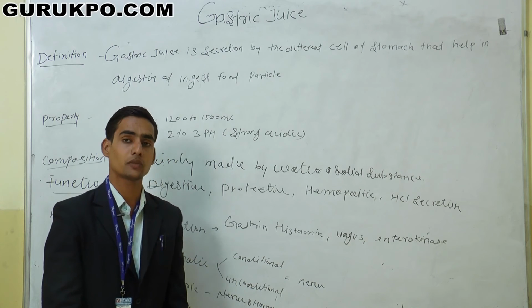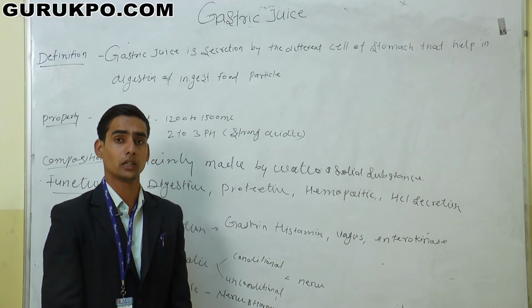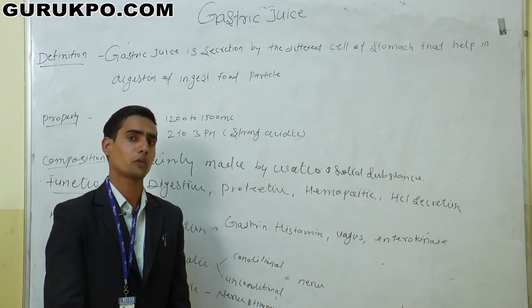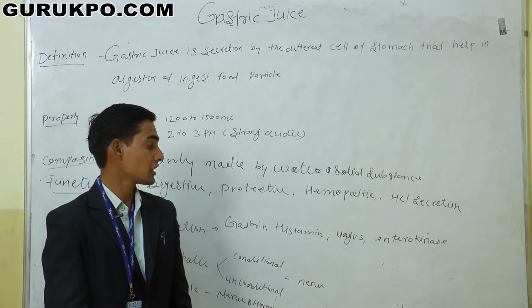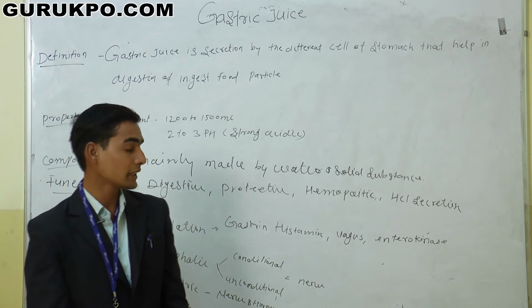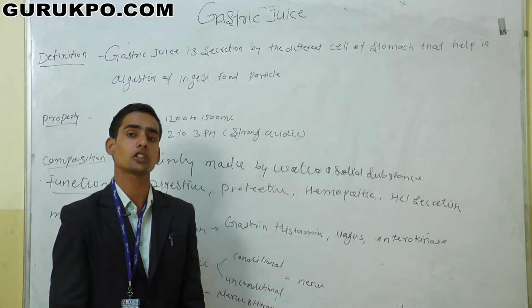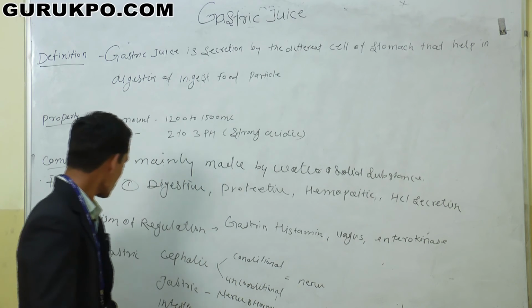Enterokinase enzyme is released from the second part of the duodenum. It is responsible for inhibiting the gastric secretions. When the chyme reaches the duodenum and stimulates the enterokinase, enterokinase inhibits the secretion of the gastric juice.